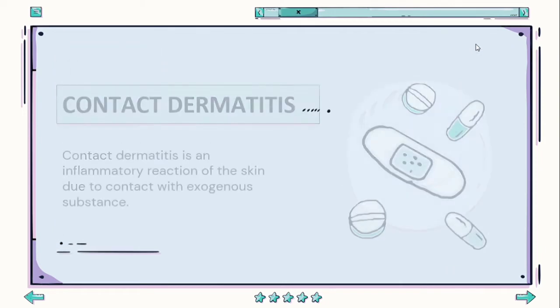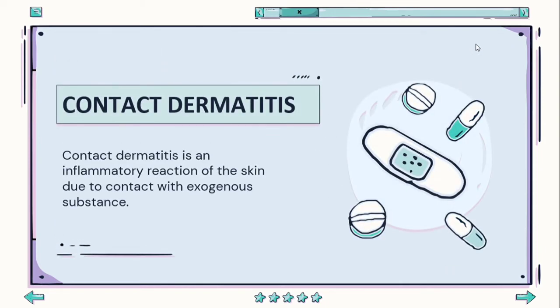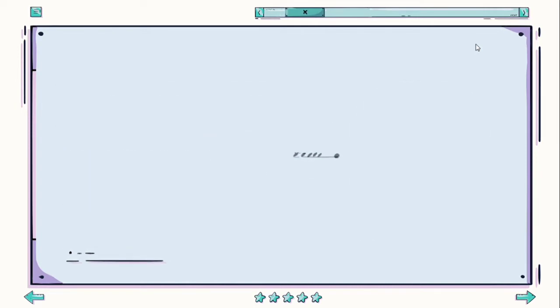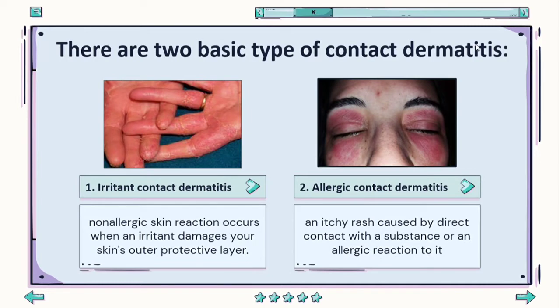Contact dermatitis is an inflammatory reaction of the skin due to contact with an exogenous substance. Exogenous substances are caused or produced outside an organism or a cell. Contact dermatitis has two basic types: irritant contact dermatitis and allergic contact dermatitis. Irritant contact dermatitis is an inflammatory response of the skin to direct chemical damage that releases mediators. While on the other side, allergic dermatitis is a delayed type 4 hypersensitivity reaction to exogenous contact.